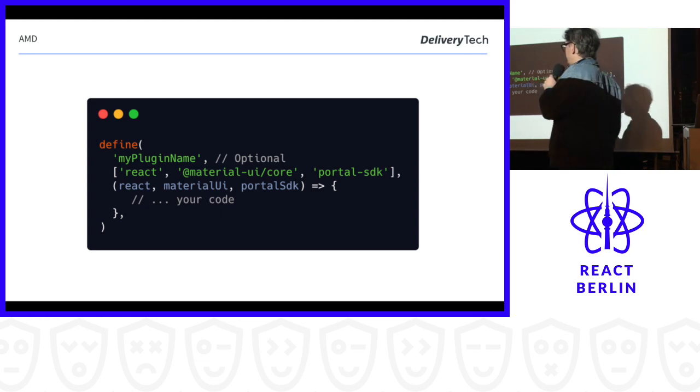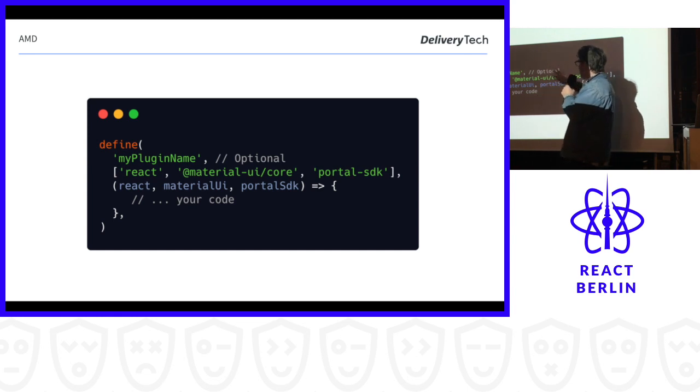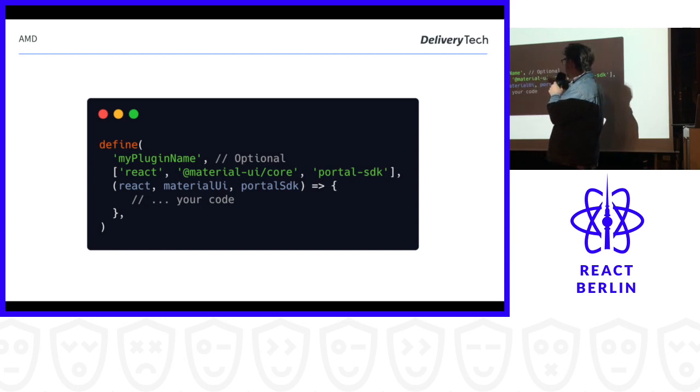So, how does AMD work? Anyone used Angular 1 and knows how to do dependency injection there? Maybe this is familiar to you. The define function is a function in the global window scope. It has a module name, which is optional, we don't use it. Then there's an array of dependencies. In this case, it's React, Material UI, and our SDK. And a third argument, which is the callback, where your code is wrapped.